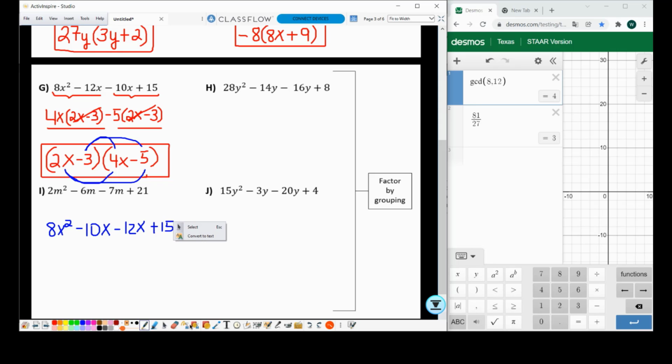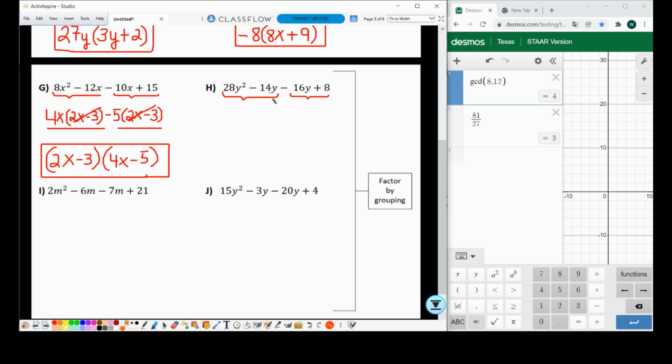All right, so let me erase that. So now we're going to do the next problem. So let's try to do the same. We're going to group them in pairs. Once you group in pairs, you do the same process that we did above. What is the biggest number?